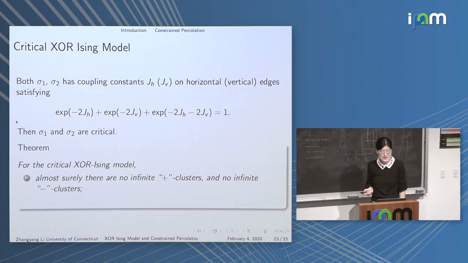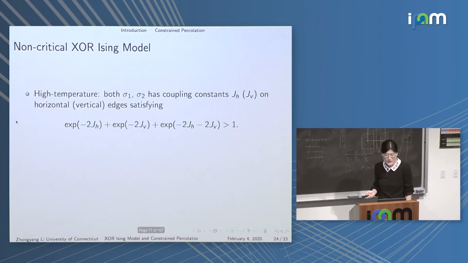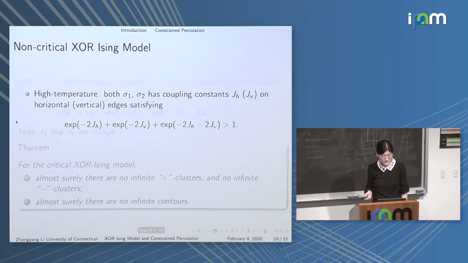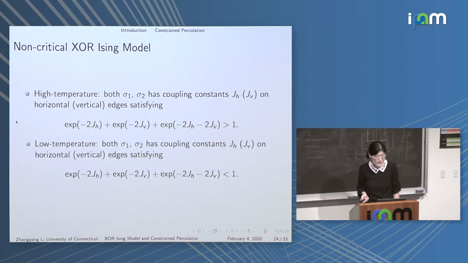Then we have the theorem for the critical XOR Ising model. Almost surely there are no infinite plus clusters, almost surely there are no infinite minus clusters, and almost surely there are no infinite contours. So why is that? We can also obtain results on the non-critical XOR Ising model.